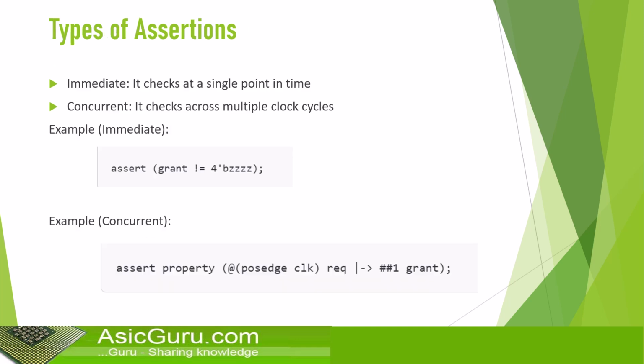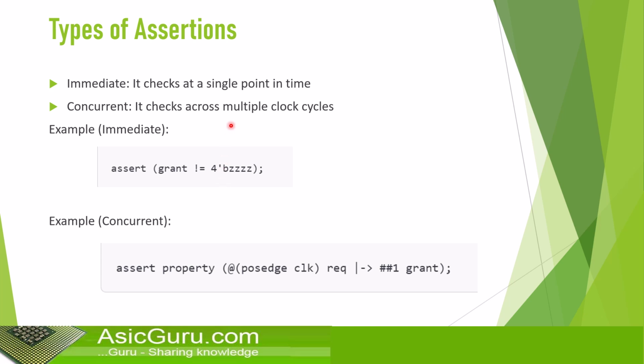Assertions in SystemVerilog can be categorized into two types, immediate and concurrent. Immediate assertions are checks that occur at a single point in time. You can think of them like an if statement that throws an error if a condition is false. For example, consider this assert statement. It checks immediately whether the grant signal is not all Zs. So an immediate assertion means an instant check. It will check immediately whether the assertion is true or false.